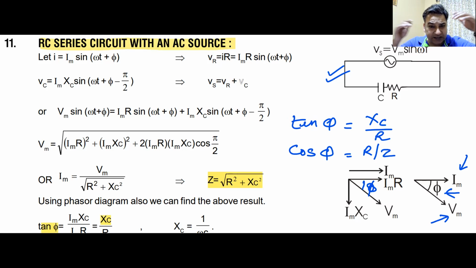If it is an RC circuit, voltage is lagging current by an angle phi. Tan of that phi is XC by R. Cos of that phi is R by Z. Z is equal to under root of R squared plus XC squared. The rest of the formulas all remain the same. I'll give you a minute to finish.